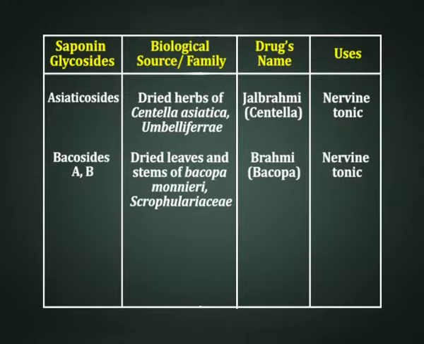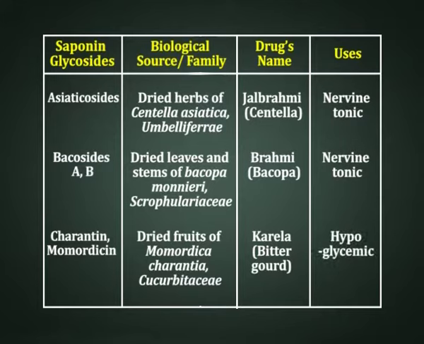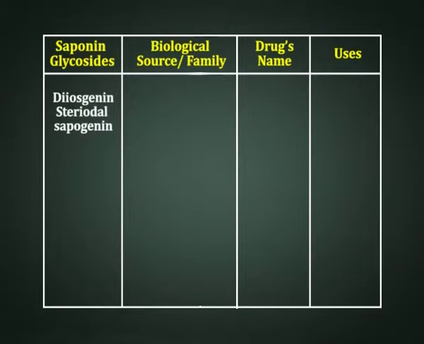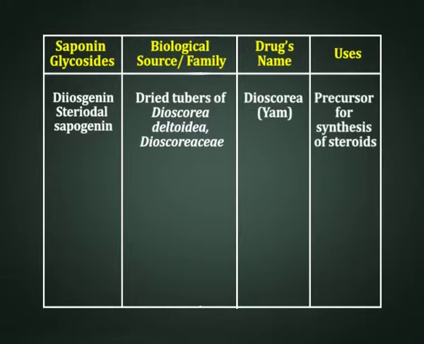Then we have the most common charantin and momordicine coming from our common fruit known as karela or bitter gourd. These are dried fruits of Momordica charantia from the family Cucurbitaceae and we all know that they are being used as a hypoglycemic agent. Then we have another famous compound known as diosgenin, which is a steroidal sapogenin. These are found in the dried tubers of Dioscorea deltoidea from the family Dioscoreaceae, commonly known as yam or Dioscorea, and they were the precursors for the synthesis of various steroidal hormones.